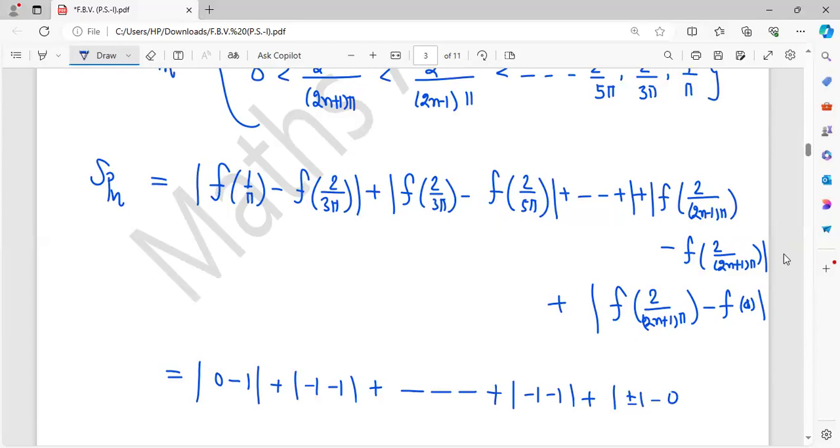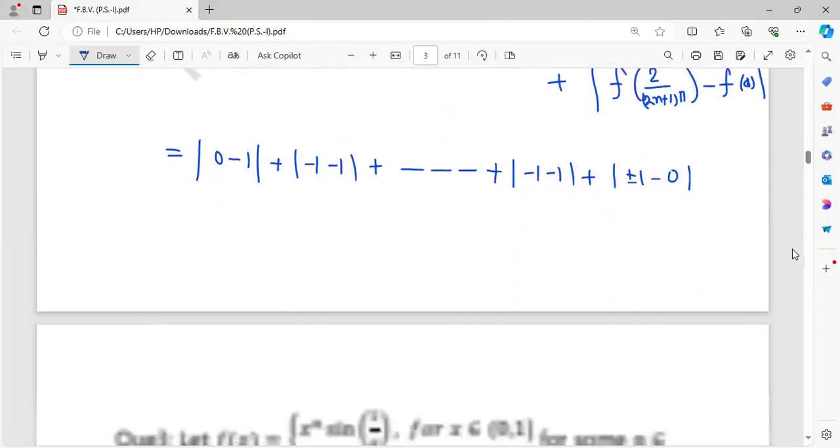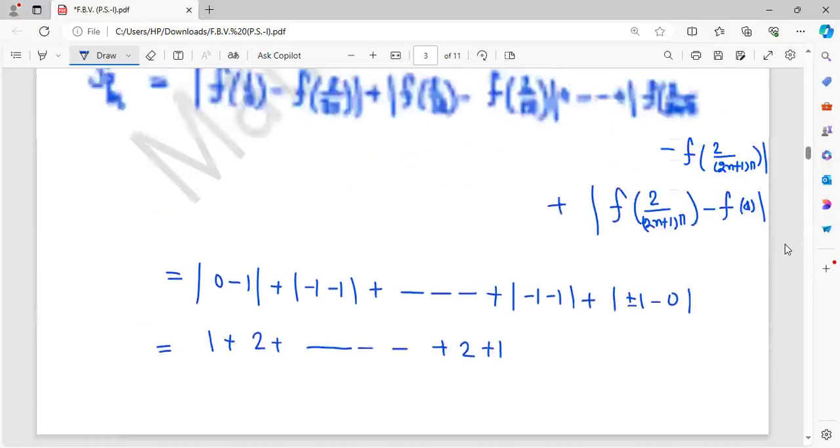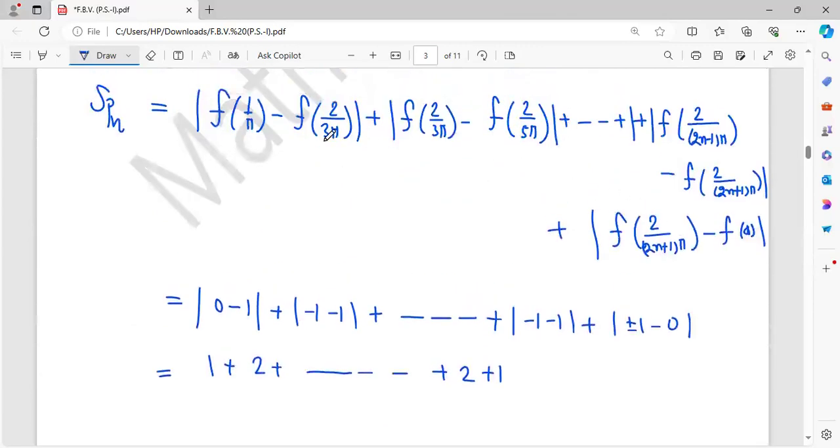Either it will be plus or minus, and in this interval it will be of same sign. Alternatively plus minus will be there. We do not know if it is plus or minus. Alternatively it will be, so it is 1 plus 2 plus 2 plus 1. So it is 1, 2.